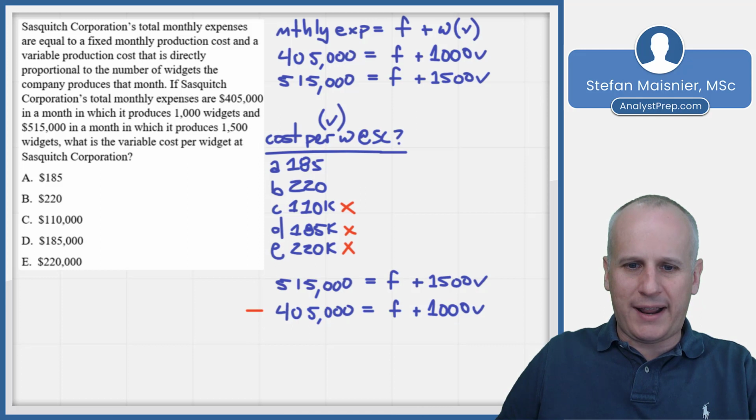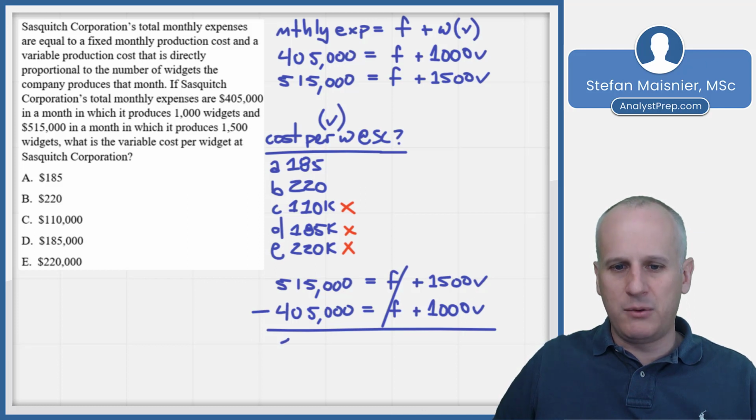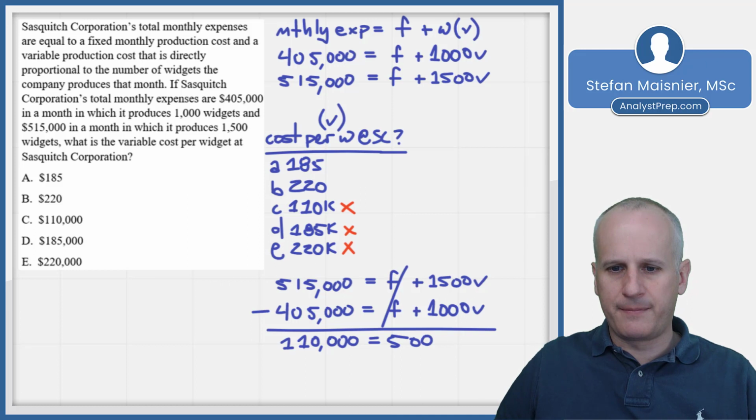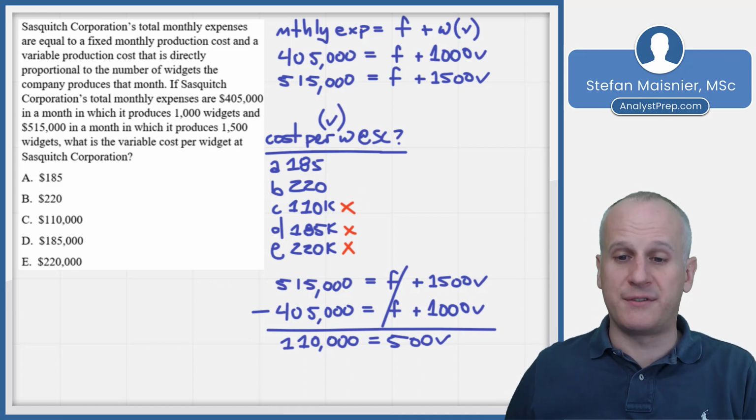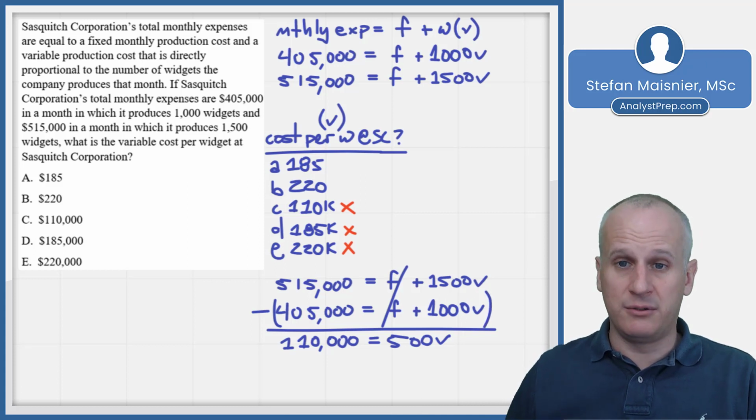So I can just subtract the two equations directly from each other and have only V left. So the F's go away. I've got 515,000 minus 405,000. So that's going to be 110,000 is equal to 500 V. Because remember, you've got to subtract everything down. So it's 1,500 minus 1,000, 1,500 V minus 1,000 V, not plus, even though the plus is there. And you can always put parentheses around that to remind yourself of how you're managing your second equation combination.